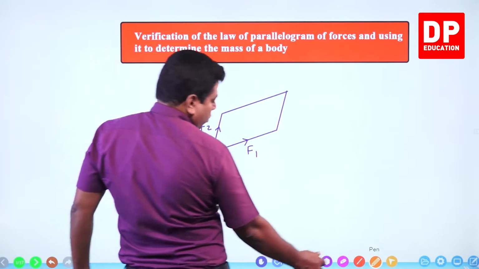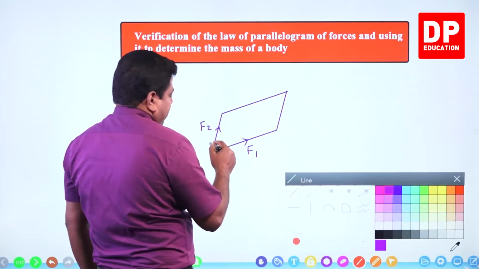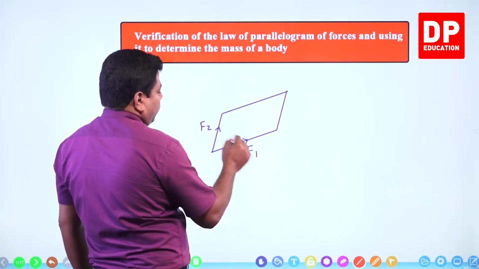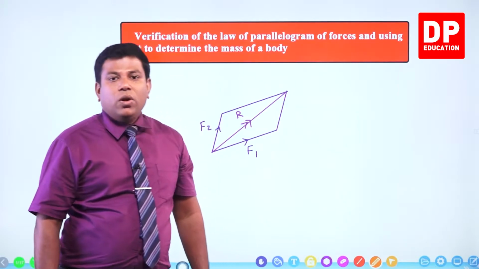Now, draw the diagonal that goes through the point where these two forces intersect. See, this is the point where the two forces intersect. Draw the diagonal through that. This diagonal will give you the resultant of F1 and F2. This is what we call the law of parallelogram.